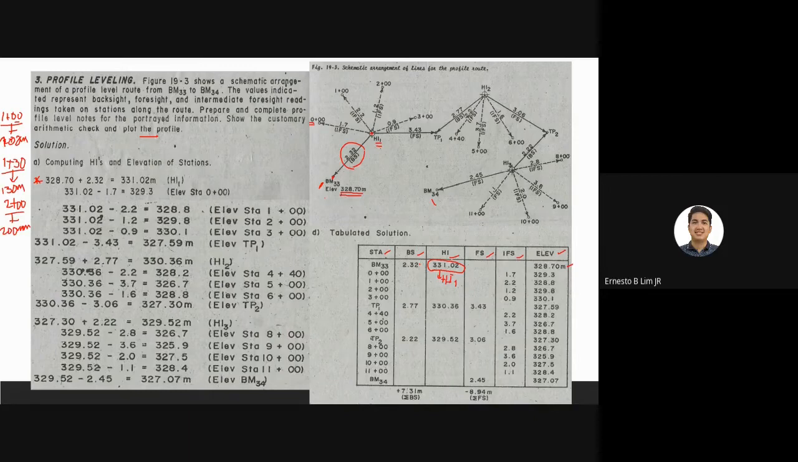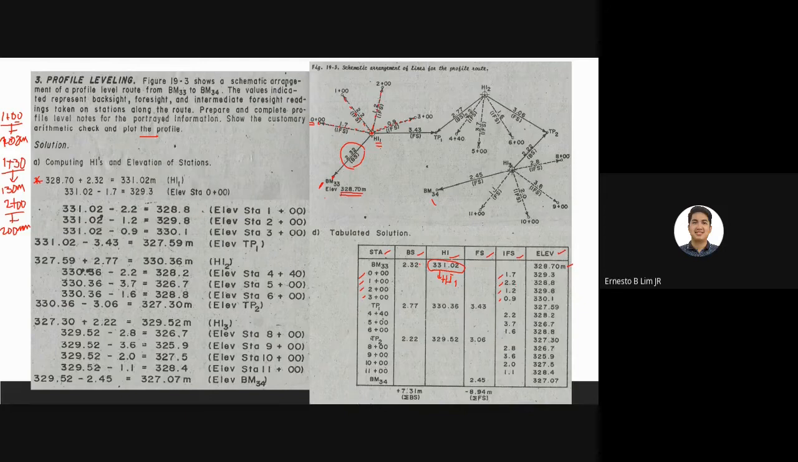Then after that, you'll try to have an intermediate foresight as many as you can along the center line of your route. So this would be your intermediate foresight for 0 plus 0, then intermediate foresight for 1 plus 0, then for 2 plus 0, then for 3 plus 0. Record all of those stations, then also record the intermediate foresights.